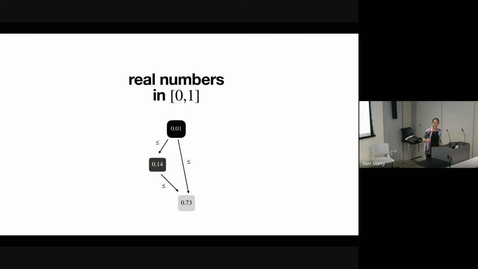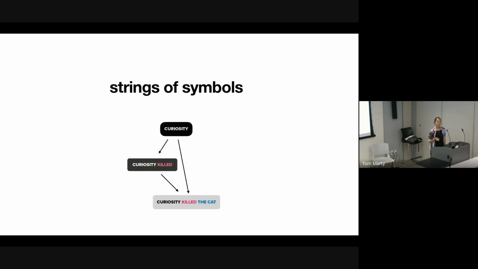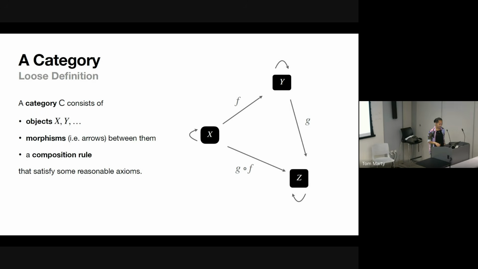Okay, so maybe you're starting to see the pattern now. I'm just going to give you one more example of something else that fits this pattern. I could also have strings of symbols where a relationship now is substring containment. That defines actually a partial order, and so by transitivity, I have this composition again. If curiosity sits inside curiosity killed, which sits inside curiosity killed the cat, then I know curiosity sits inside the longer expression. So I've just given you 4 examples of categories without showing you the definition, but I think abstracting the examples, you can see the definition now.